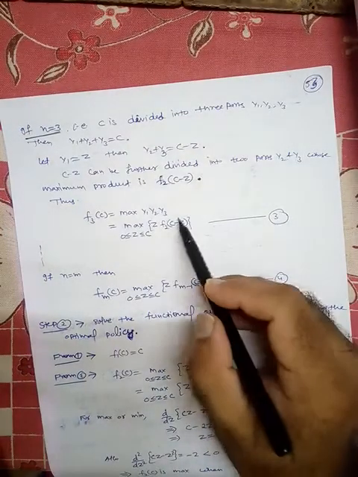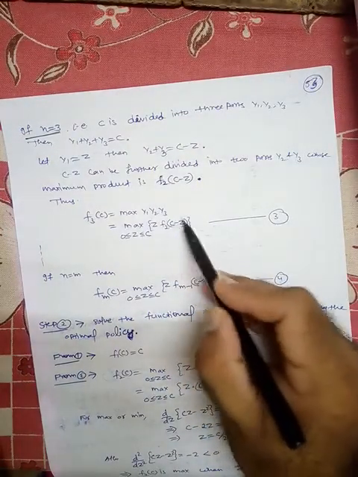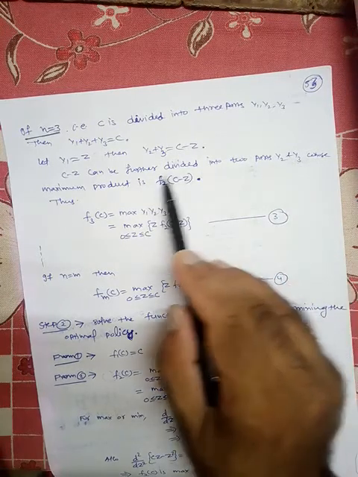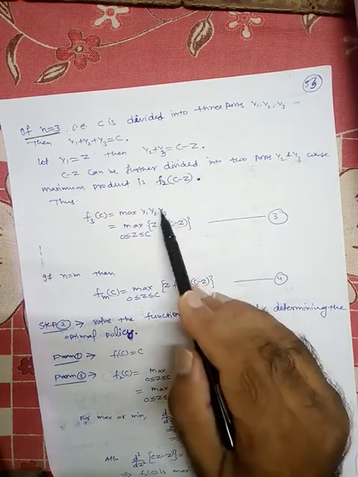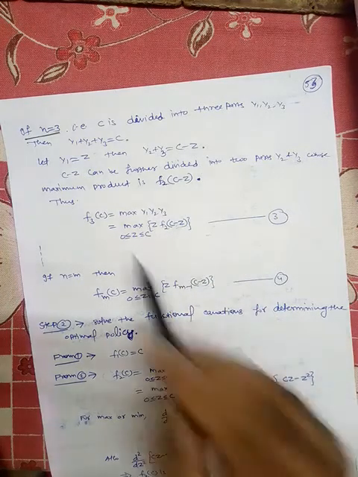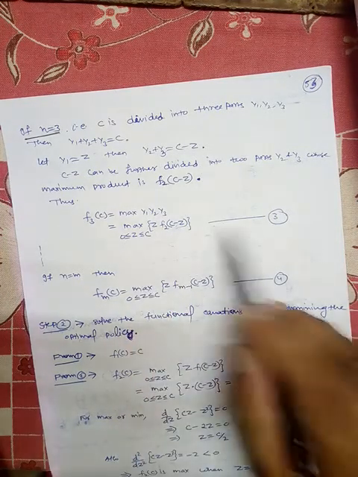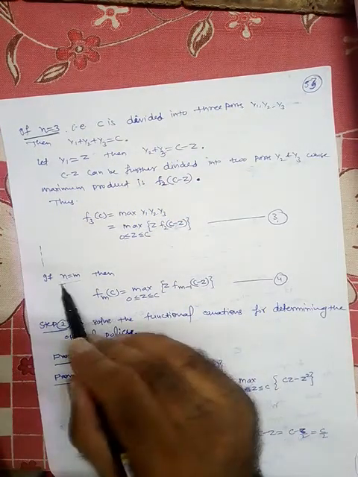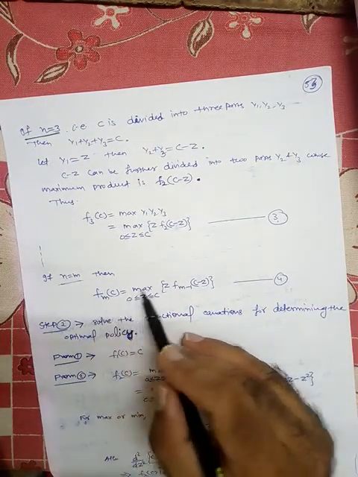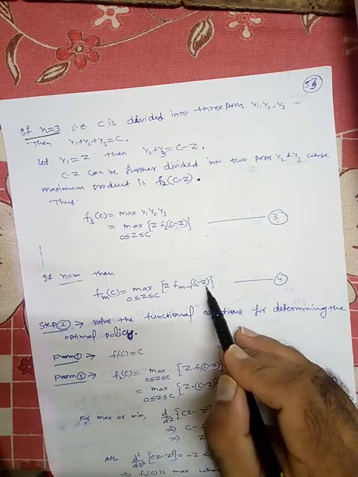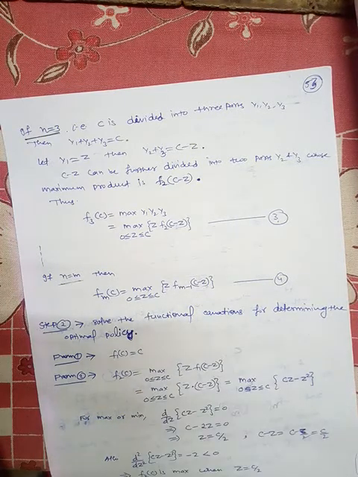ठीक? दो क्वांटिटीज का प्रोडक्ट, क्वांटिटीज है y2 y3, इनका प्रोडक्ट जो है वो होगा मैक्सिमम वैल्यू f2c minus Z. So y2 y3 can be replaced as f2c minus Z, and again Z varies from 0 to C. This is third. So now generalize this concept. So for n is equal to m, we have fmc is equal to maximum of Z f of m minus 1 C minus Z, where Z varies from 0 to C.